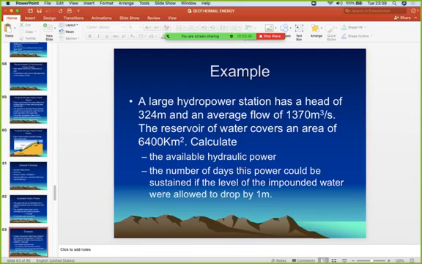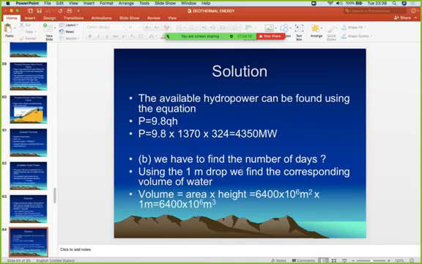So, example: a large hydropower station has a head of 324 meters. So you can see how high, no? An average flow of 1,370 cubic meters per second. So that's a very big flow. The reservoir covers 6,400 square kilometers. Calculate the available hydraulic power, and the number of days this power could be sustained if the level of the impounded water were allowed to drop by 1 meter. Okay, so this is the solution.